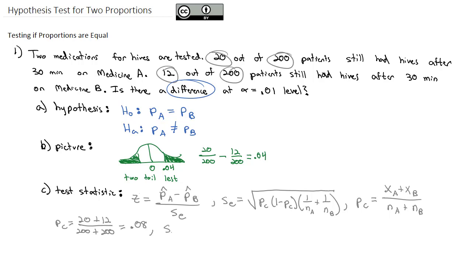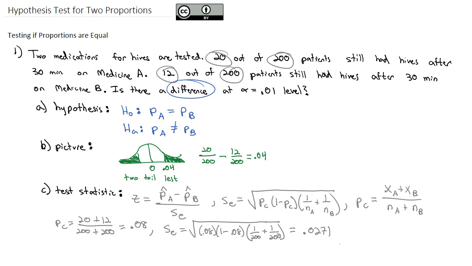Now that we know the pooled proportion, we have to calculate the standard error. The standard error formula says we're going to take the square root of the pooled proportion, which is 0.08, times 1 minus the pooled proportion, 0.08, times 1 over the first sample size, which was 200, plus 1 over the second sample size, which was also 200. And so when I do that, we get 0.0271 for our standard error.